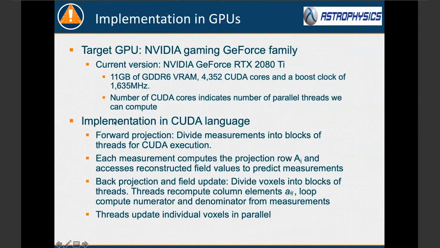And so we implemented this in CUDA. For projection, we divided the measurements into blocks of threads. Each measurement, as it computes its own projection row A_i, accesses the values that it needs to predict measurements. The back projection recomputes the column elements of the same matrix. And again, it's sort of unusual to recompute a lot, but as you learn more in parallel processing, repeating computations is much more efficient than getting them in and out of memory.